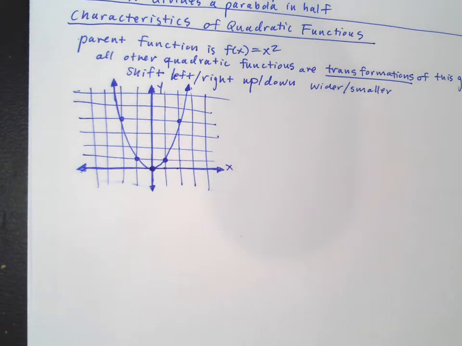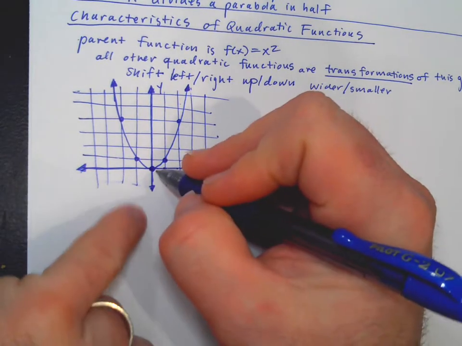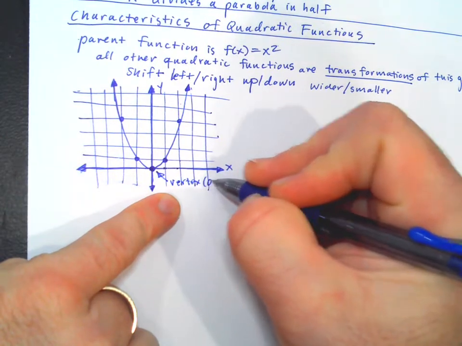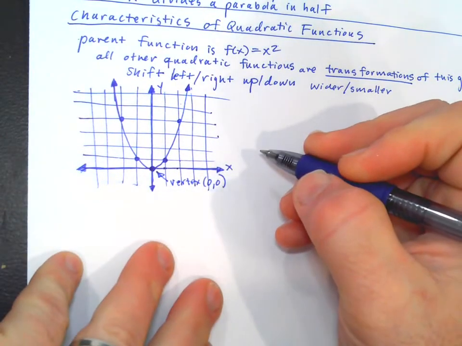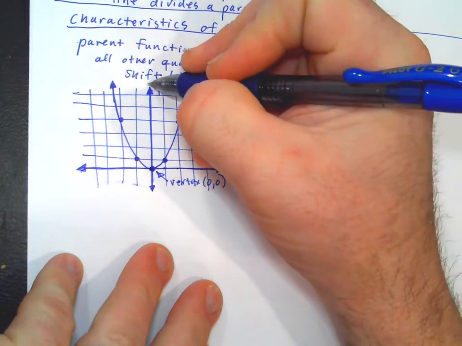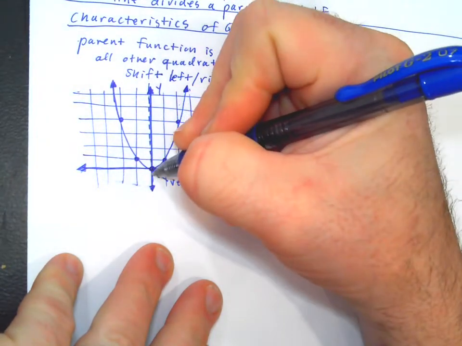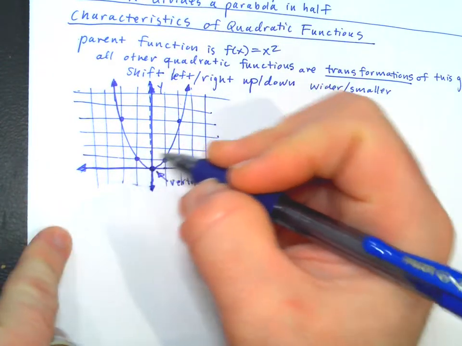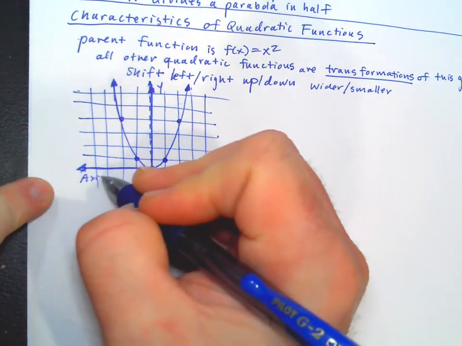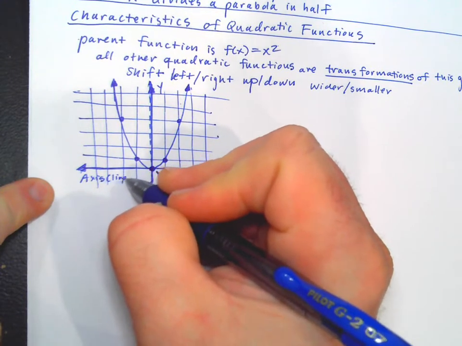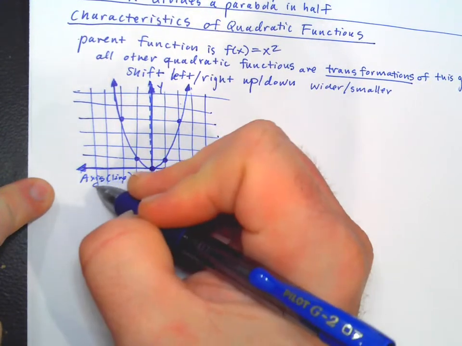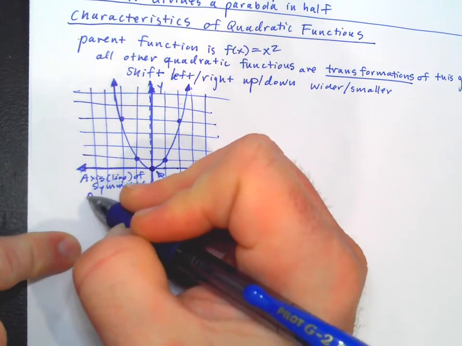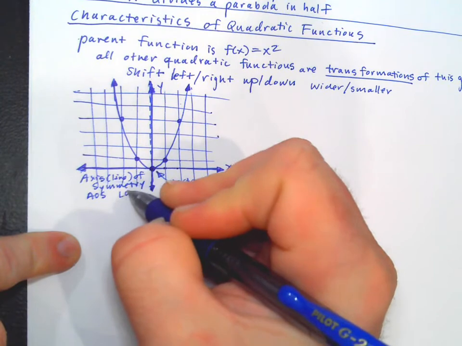Now there are some special things about it. This point right here is called the vertex. We talked about that. The vertex for this one is at (0, 0). The line of symmetry we usually graph as a dashed line. If it's right on top of the axis, you might make it a little bit to the side. So this is the axis, or they might call it the line of symmetry, AOS or LOS for short.